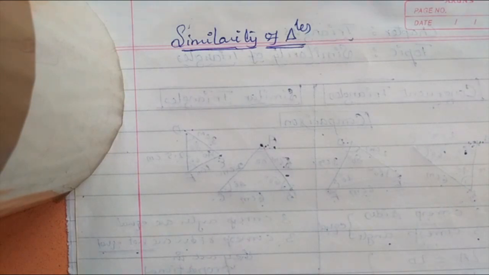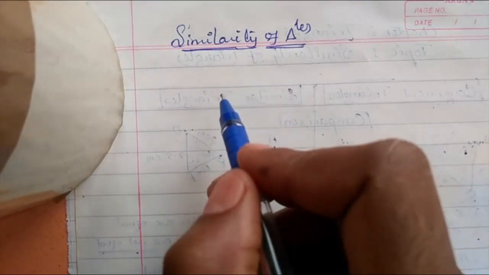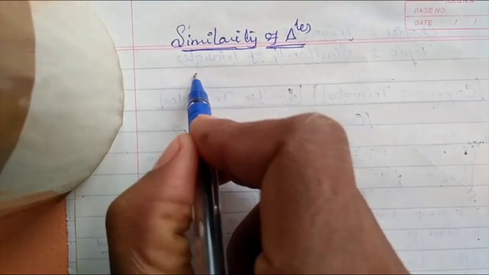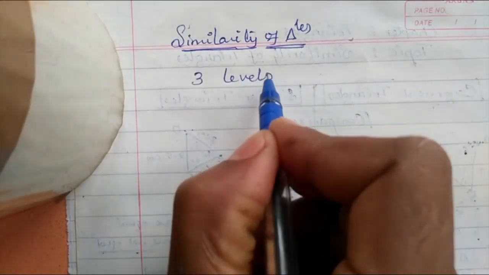Definitely, one or two questions they may test in your board examination. In most cases, the 4 marks question they choose from similarity of triangles. So make a note on that. Similarity of triangles. Mainly we follow 3 levels in similarity of triangles.